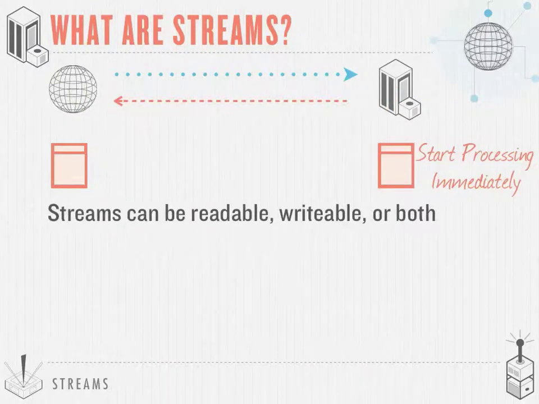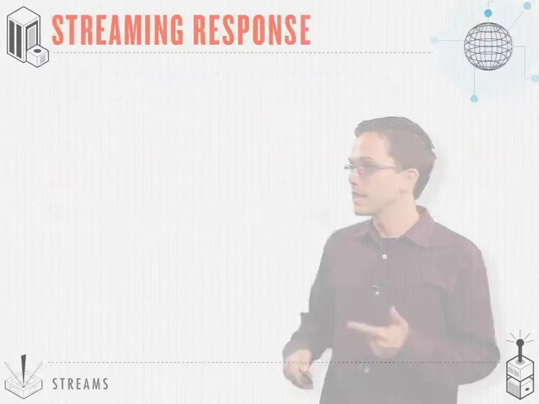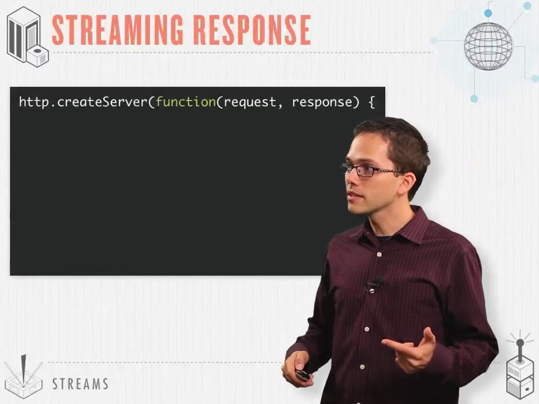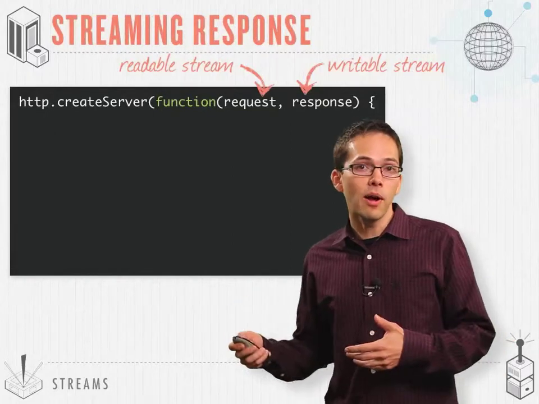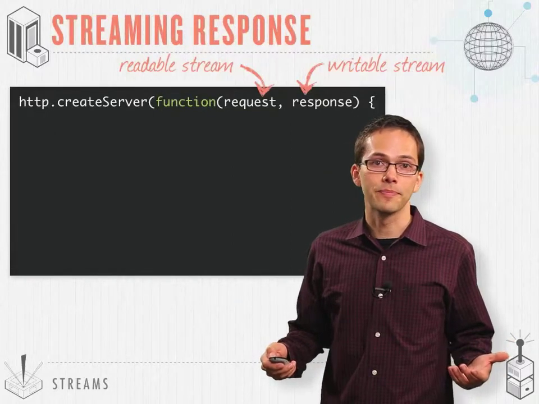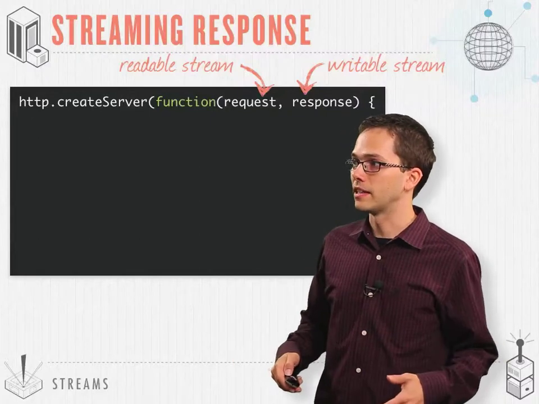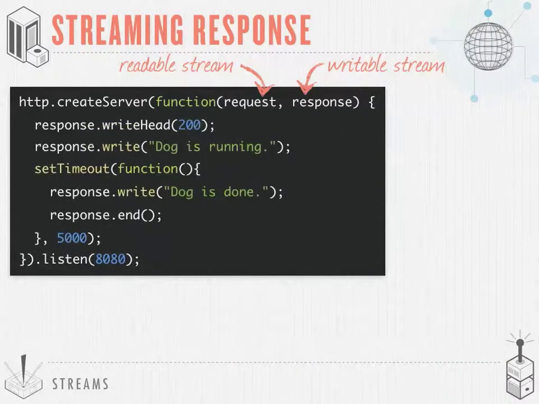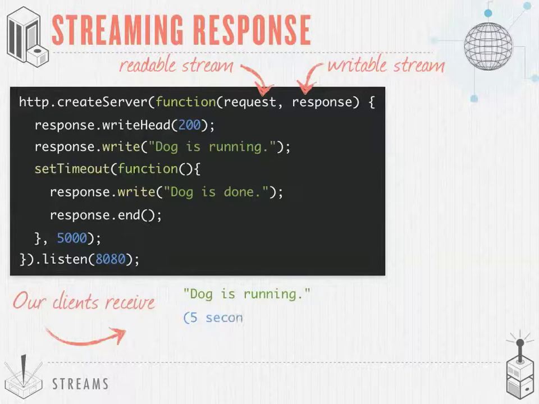Streams can be readable, writable, or both, and you may not have known it, but you've already been working with streams. If you look back at our example we've been going through, that request is a readable stream, and the response is a writable stream. Now let's get the rest of this code back in here. And if you looked under the covers, on our client side, you would see that it receives first "dog is running", and then 5 seconds later, it gets another packet which contains "dog is done".